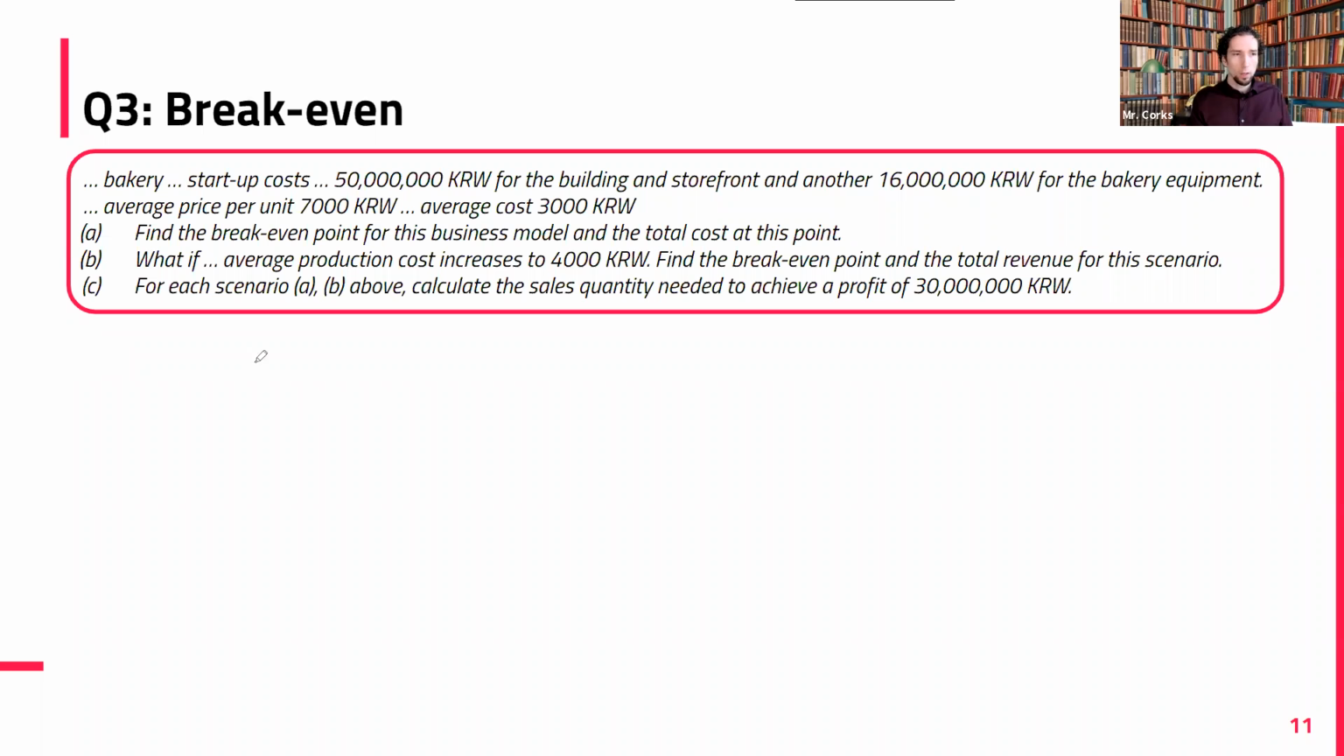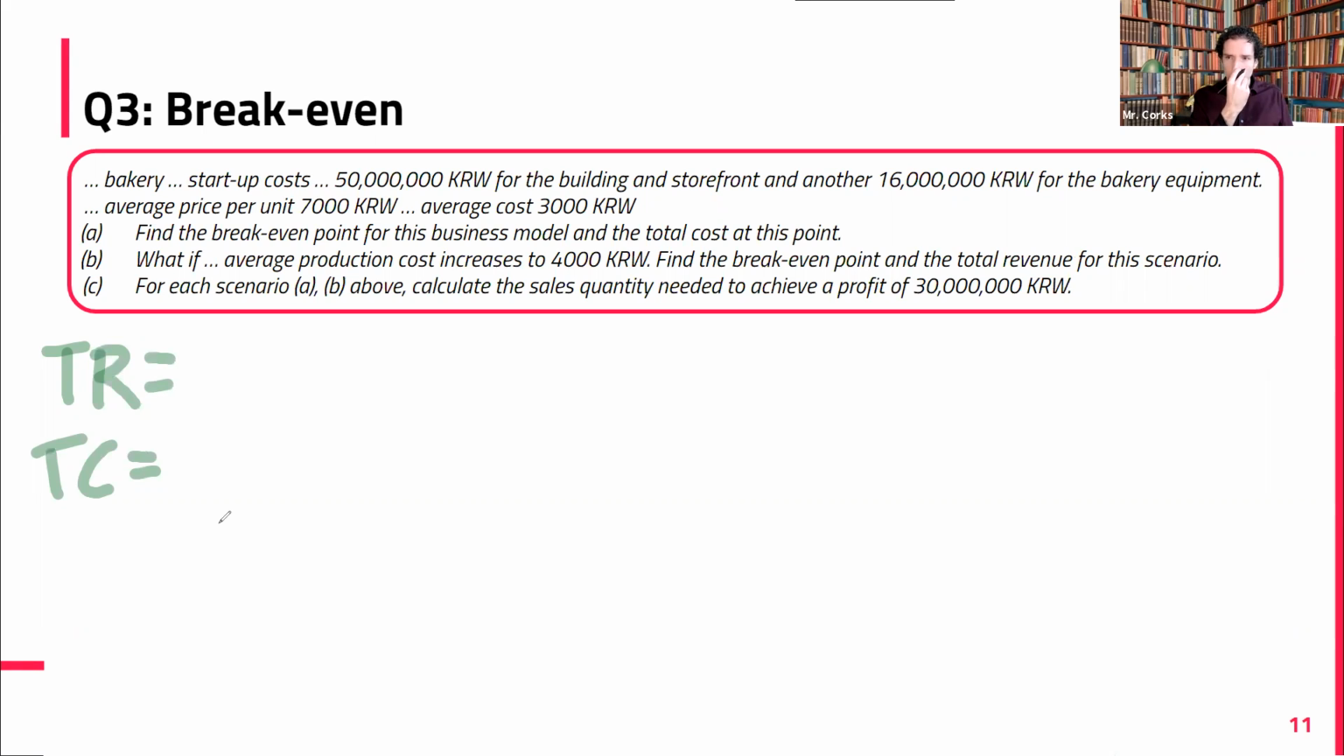TC and TR. Right, so we need our total revenue equation. We need a total cost equation, these 2 things. Okay, total revenue is what? Quantity multiplied by the selling price. Right, the selling price. So P times Q. In this case, what is P? 7,000. Right, it's right here. So average price per unit, 7,000. So TR, 7,000 Q. How do we figure out total cost?